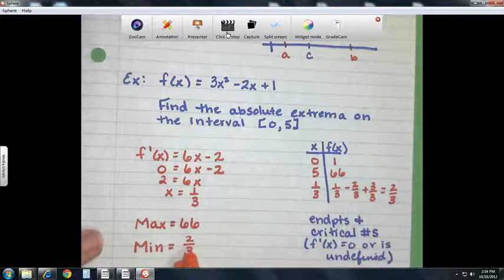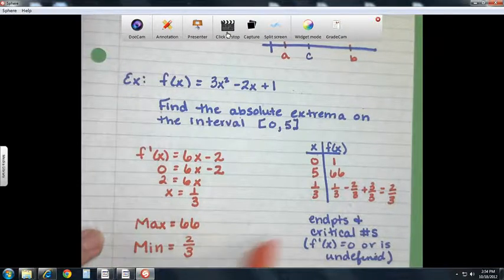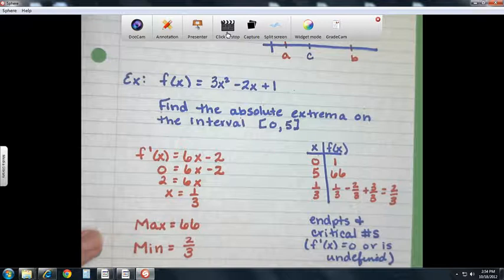What would make this process harder? Harder derivatives and messier numbers. But other than that, it's the same process.